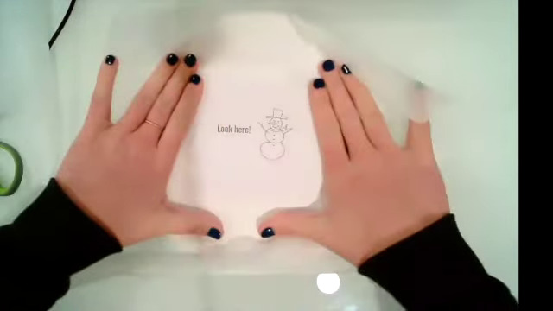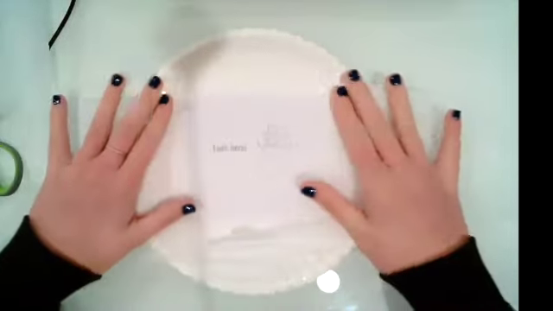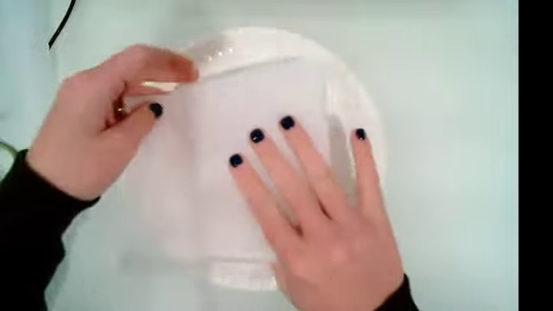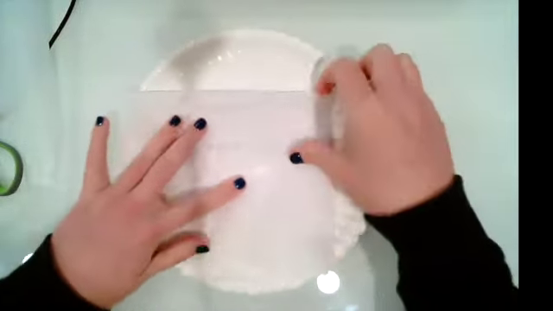Then I'm going to take one piece of wax paper and place it on top of the snowman. And if I push down really good, you can see the snowman still. You could see the words that say, "Look here." What if we fold that wax paper up? You could still see it. I'm gonna fold it again. I could still kind of see it.